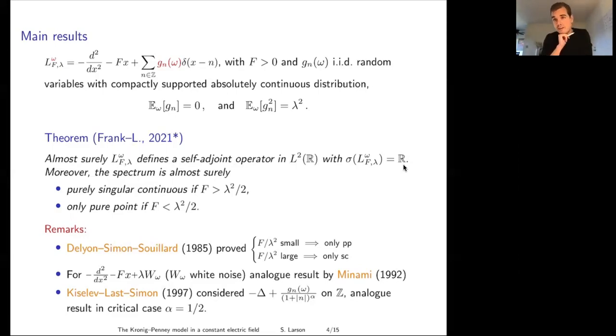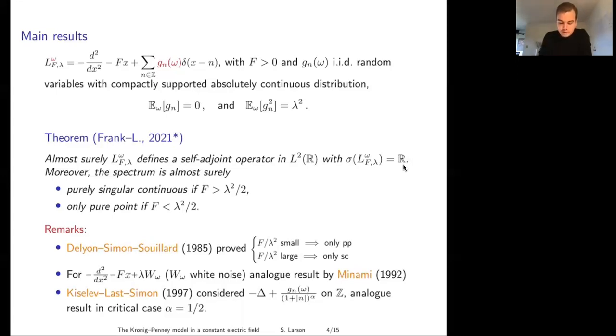If the decay was faster, so if alpha was larger than 1/2, then you only have the AC spectrum, while if the decay is slower, you only have pure point spectrum. So this alpha being 1/2 is really critical, and you see the transition between singular continuous and pure point instead of just one of the two.